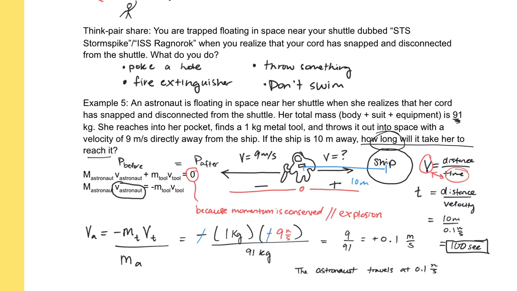So just to recap, we used our conservation of momentum equations where the momentum before is going to be equal to the momentum after. So from here, we have our 0 here because momentum is conserved and it's an explosion. And then we solve for velocity of the astronaut. We got 0.1. We plugged that into v equals d over t, solve for time, and then got 100. Okay, let's move on to the next part.